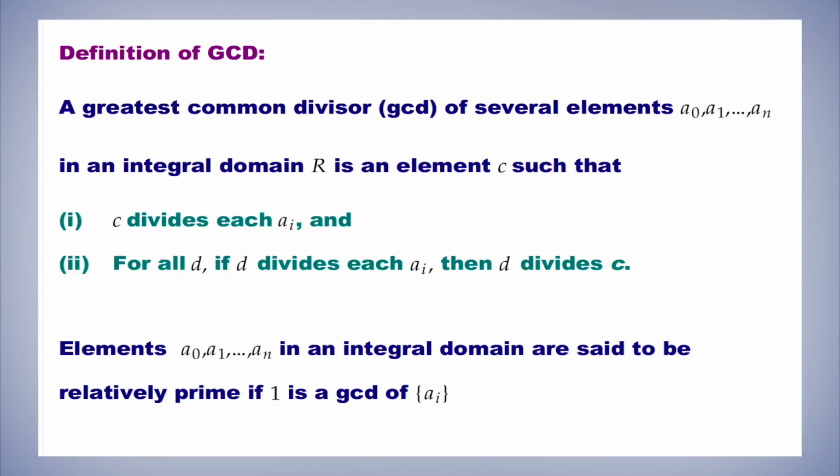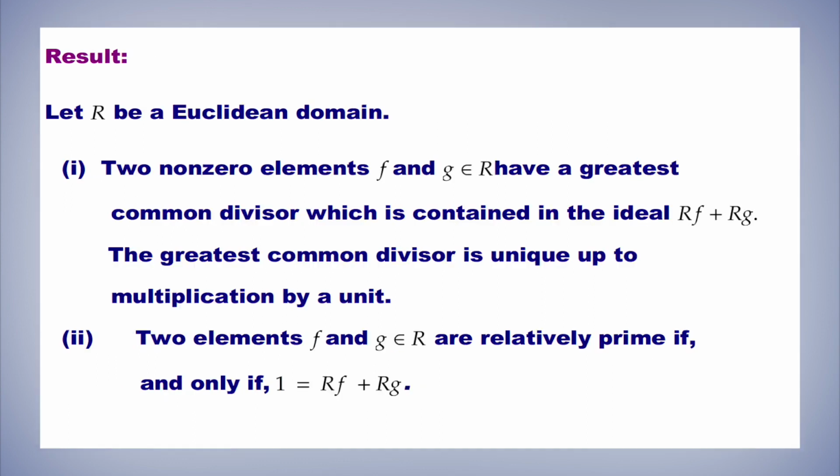Definition of GCD: a greatest common divisor GCD of several elements A0, A1, A2 and so on up to An in an integral domain R is an element C such that C divides each Ai, and for all D, if D divides each Ai, then D divides C. Elements A0, A1, A2 and so on up to An in an integral domain are relatively prime if one is a GCD of the Ai. Let us finish this session with the result.